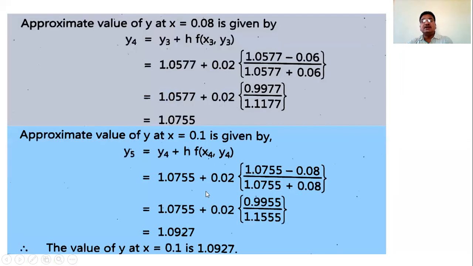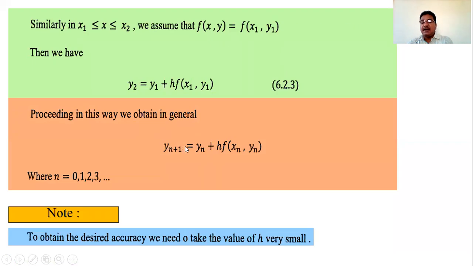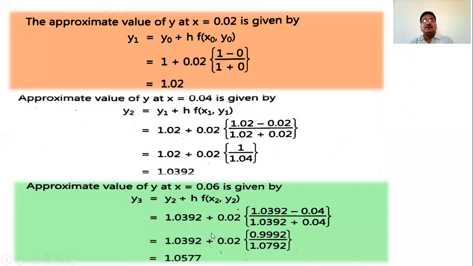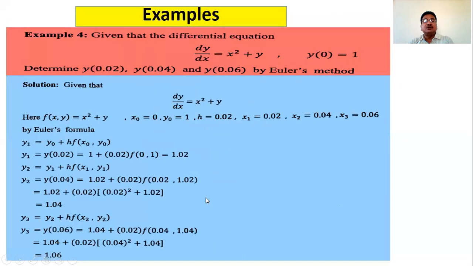So this is the answer of the same problem by using two methods. This is the answer with the first method, that is without dividing the interval, and then by dividing the interval 0 to 0.1 into 5 parts, this is the second method. So that is the answer of the same problem by using two methods, and the remaining problems on the same method, Euler's method, we will see in the next lecture.